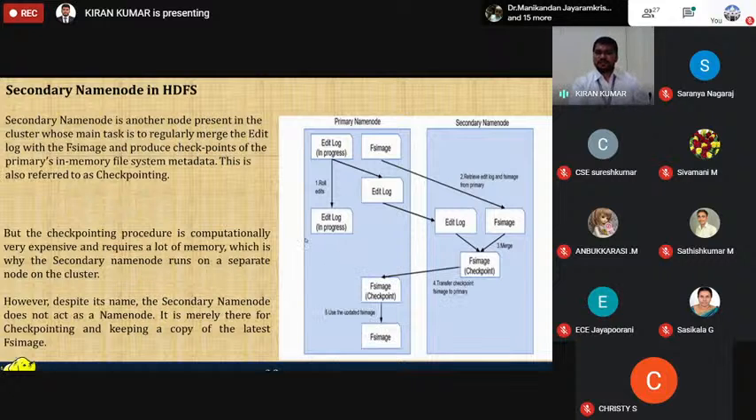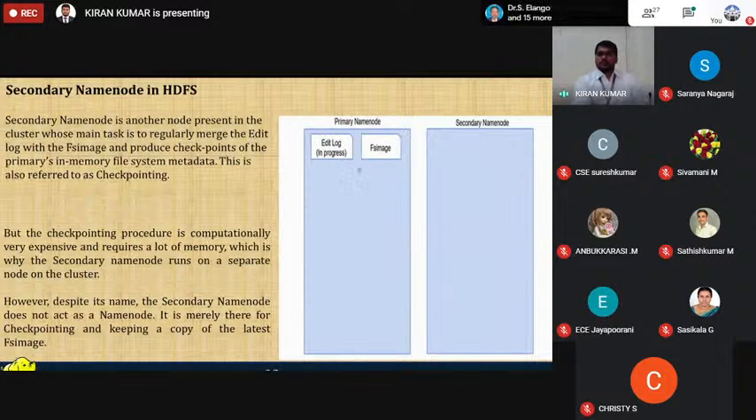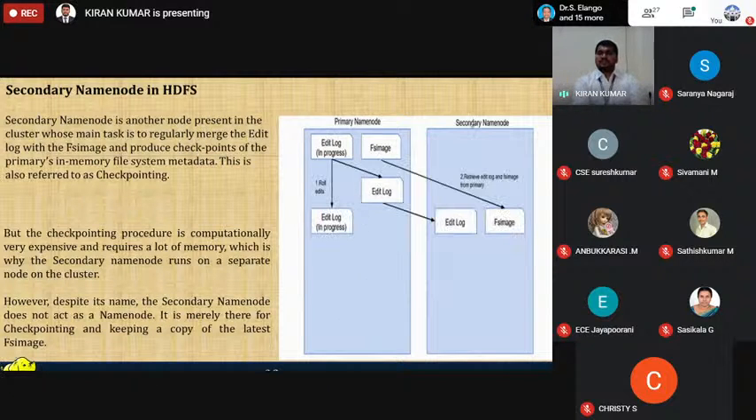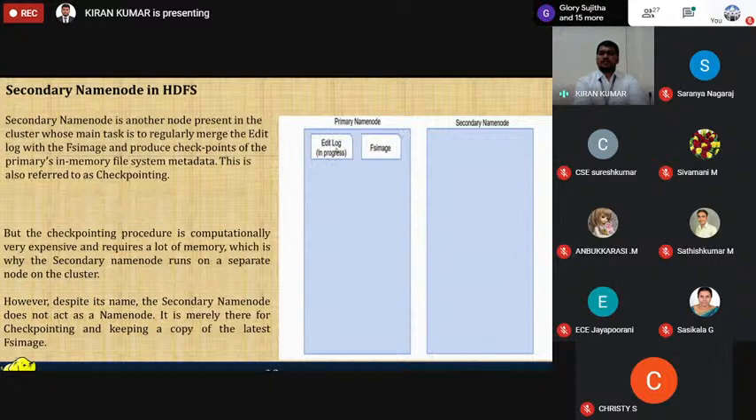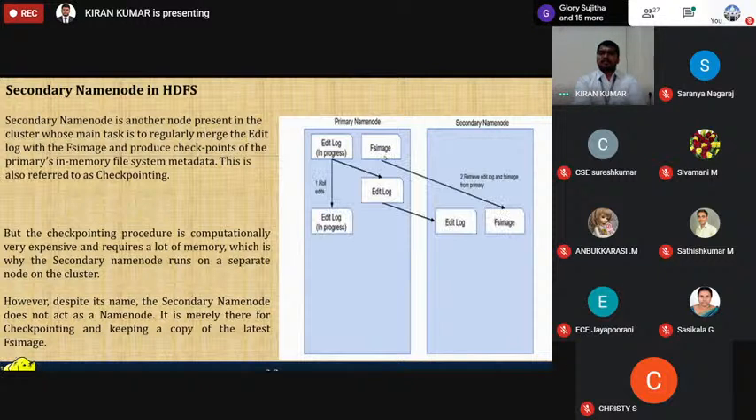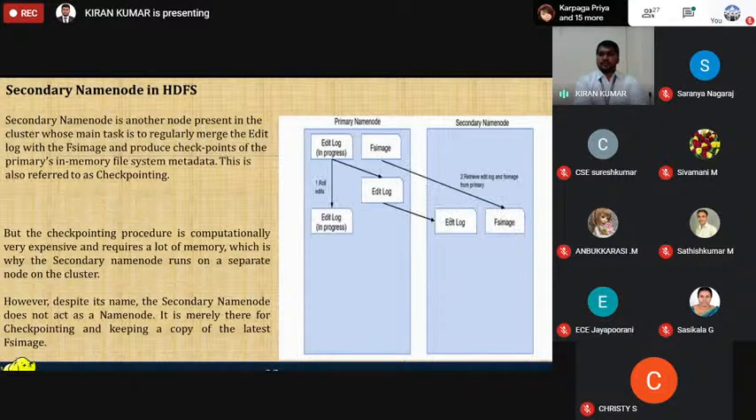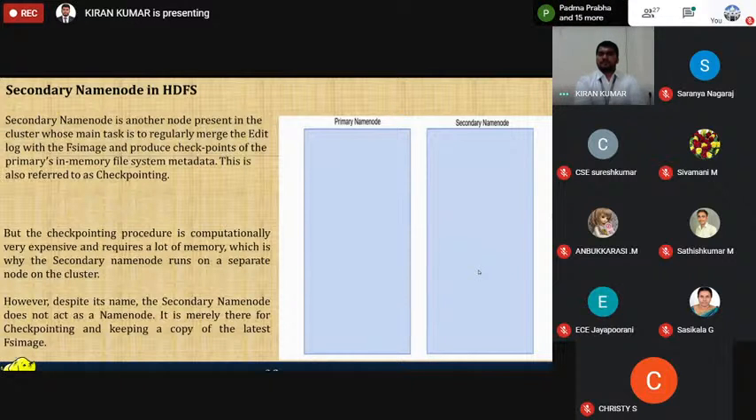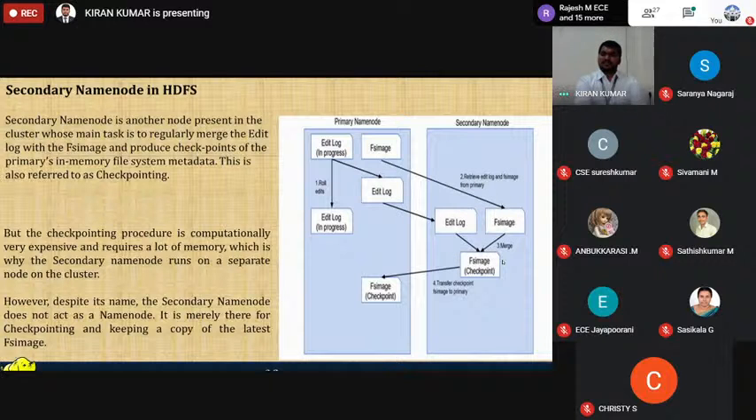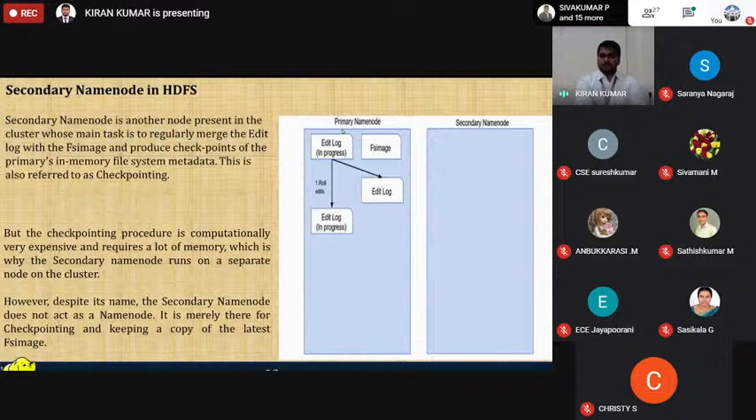So let us see this diagram now. Here you can understand we have two nodes: one is the primary name node, another one is the secondary name node. The primary node has two files, the edit log and the FS image. At frequent intervals, a copy of the FS image and edit log is given to the secondary name node, and the secondary name node combines both. It produces the checkpoint, and this checkpoint is updated back as an FS image to the primary name node also.